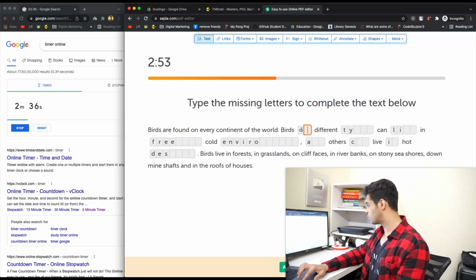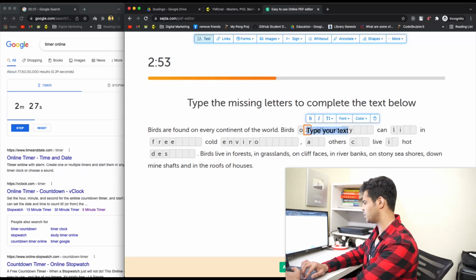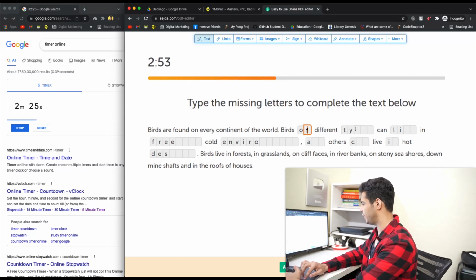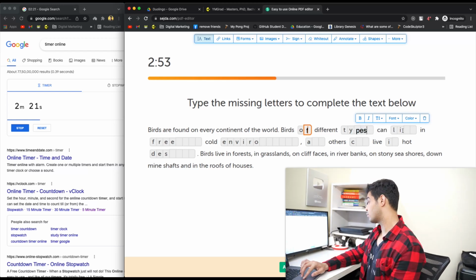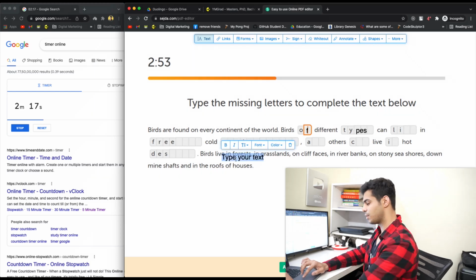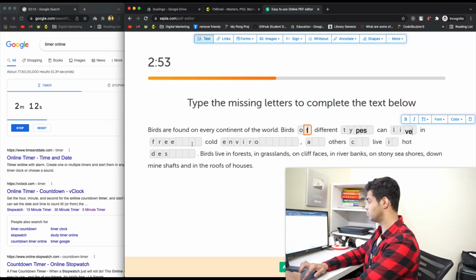So, birds are found on every continent of the world. Birds of different types, right? They're talking about different types of birds. I was thinking "on", like, birds on what? Birds of different types can live. Of course they're talking about living, right? We read over here in the last line they're talking about the living. So birds can live in free, cold, and okay, this is environments.